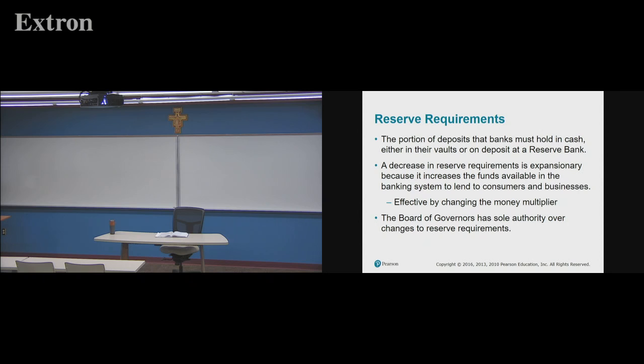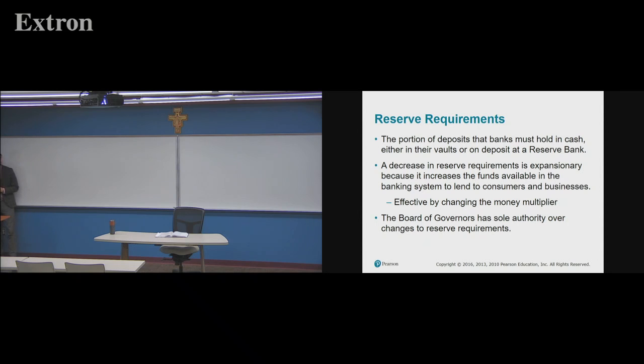Now, the next policy tool we're talking about is reserve requirements. So obviously, a change in the reserve requirements is going to change the money multiplier, like we talked about before. So we're impacting the money supply through changing reserve requirements.